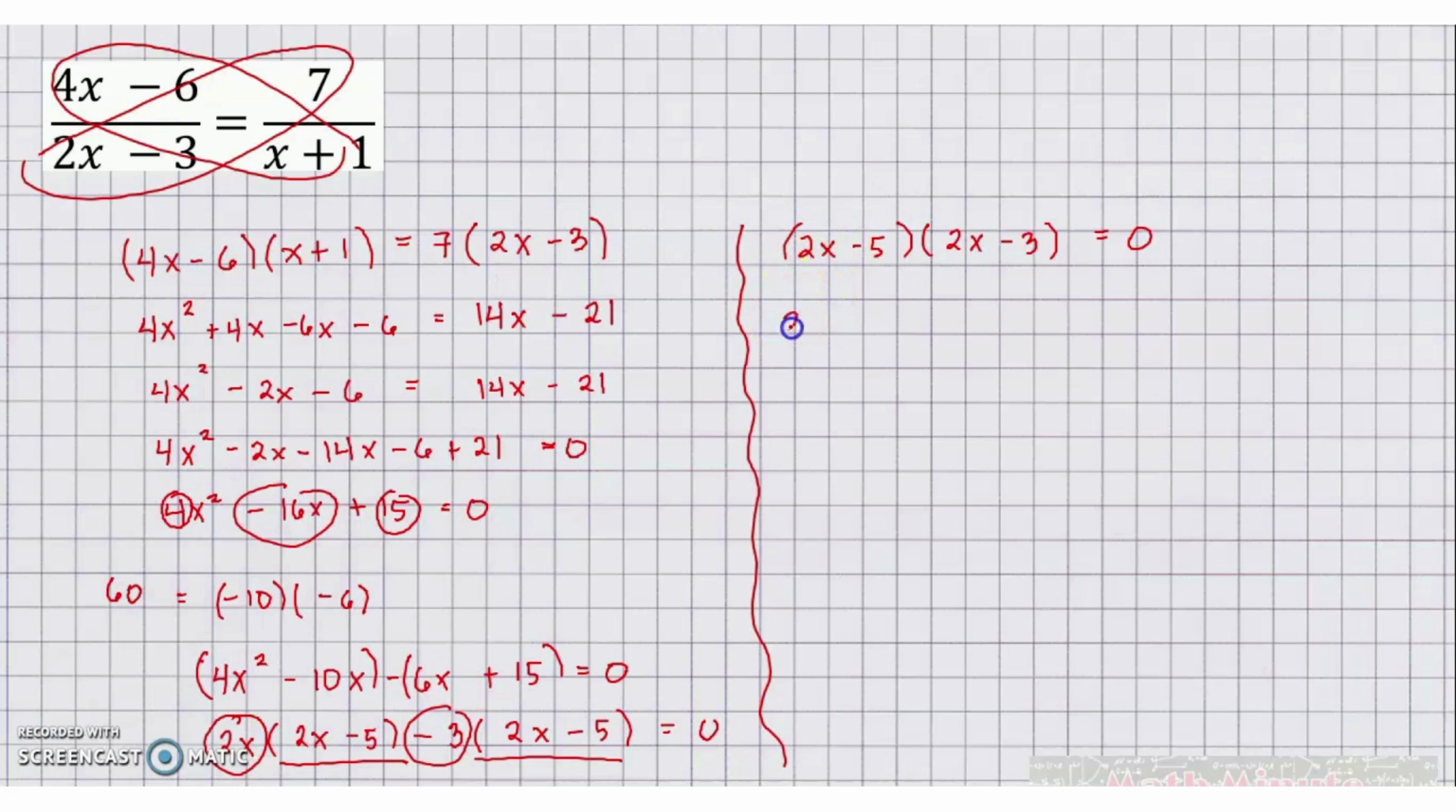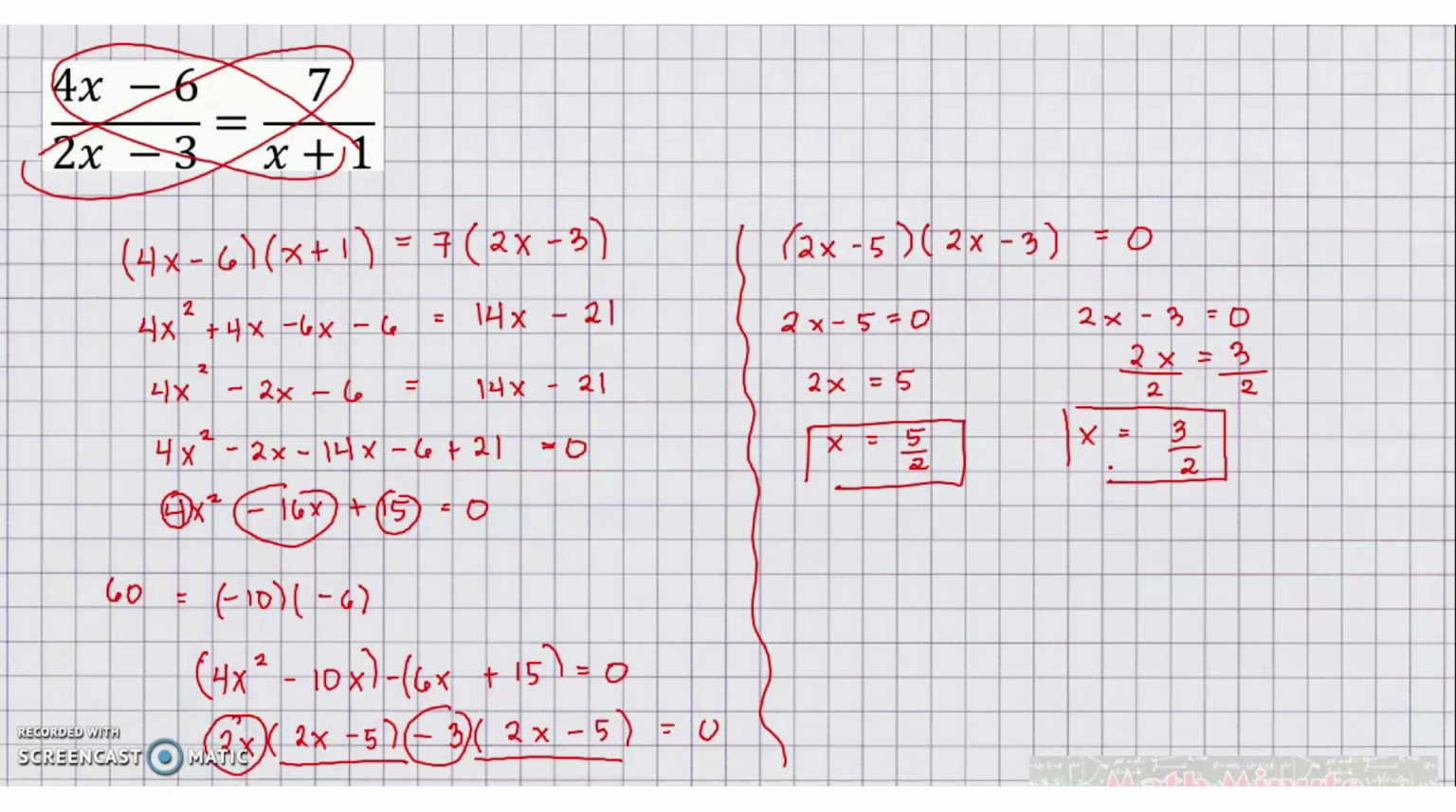So next will be equating the factors by 0. Then solving for the value of x. So this will be 2x is equal to 5. X is equal to 5 over 2. And x is equal to 3 over 2. If you solve this part, this will be 2x is equal to positive 3. Then we divide both sides by 2. Same goes here. So we have two roots here, two possible roots.